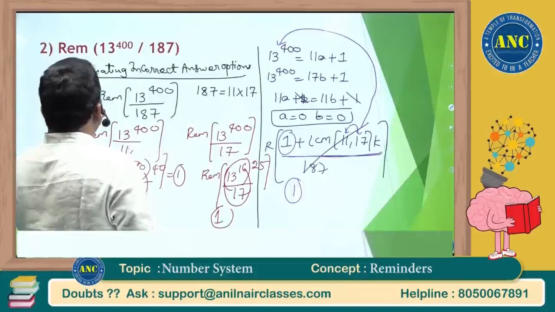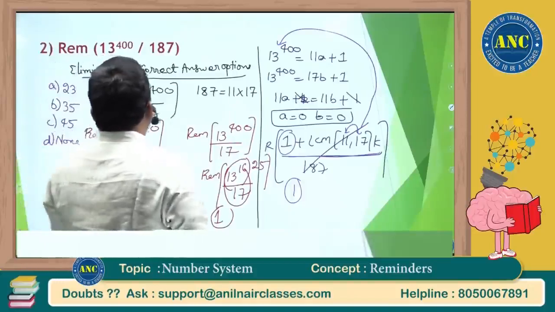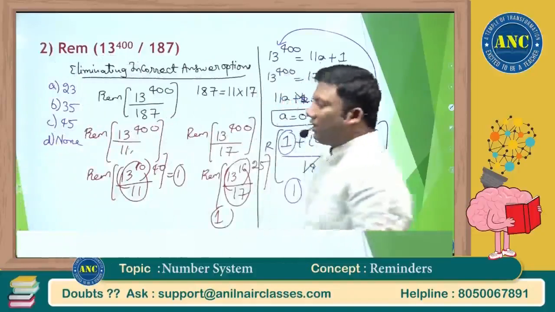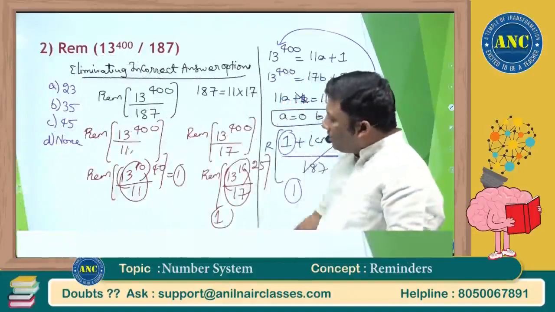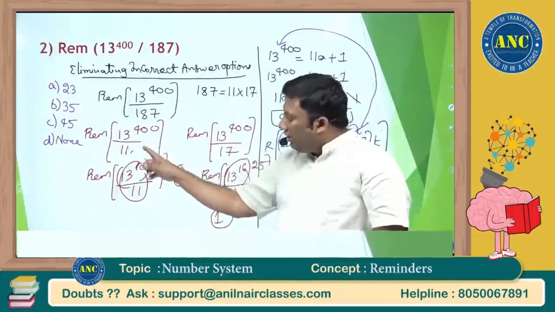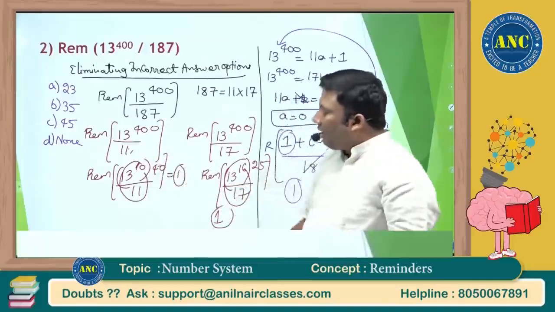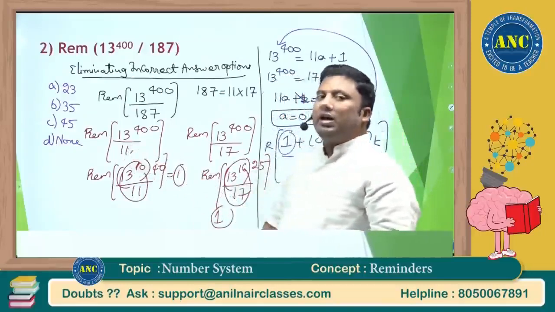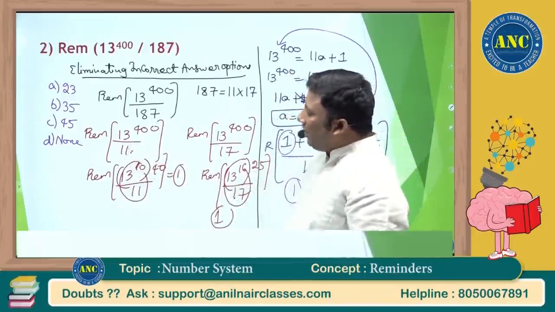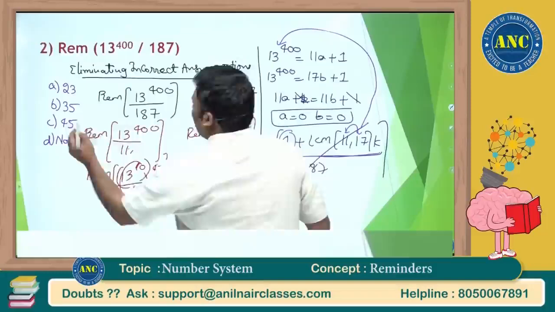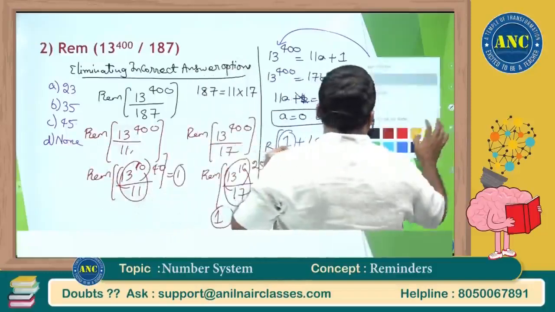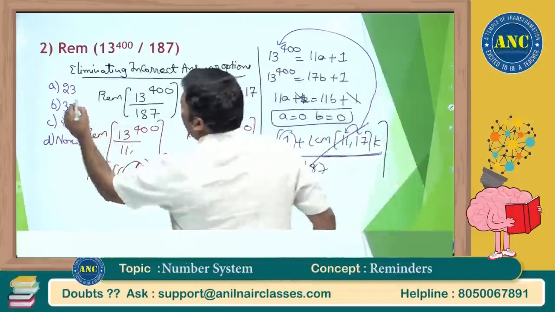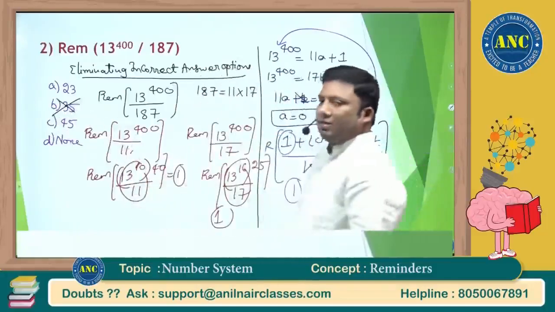If the answer options are like this: 23, 35, 45, and none of these. 13 power 400, when divided by 11, the remainder should be 1. The answer, when divided by 11, should give remainder 1. This cannot be the answer.